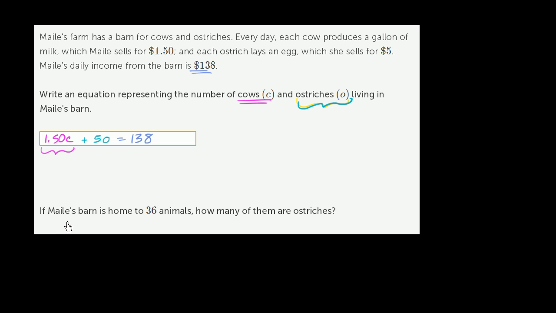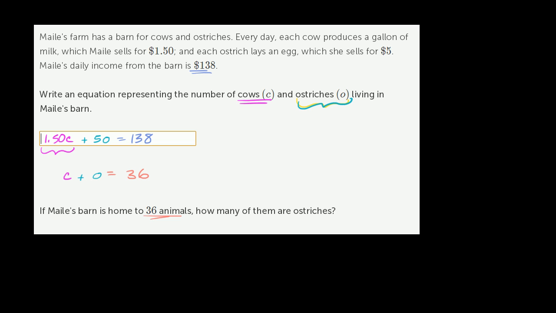Now, Maylee's barn is home to 36 animals, and we're assuming that they're only going to be ostriches or cows. So cows plus ostriches is going to be equal to 36. So there's a couple of ways that we could solve this now. We have two equations with two unknowns, two linear equations with two unknowns. So there's a bunch of ways we could solve it with substitution. We can solve it by taking multiples of these equations and adding them to eliminate variables. Oftentimes it's called elimination. But let's do it with substitution.